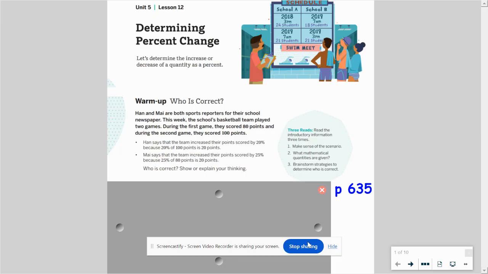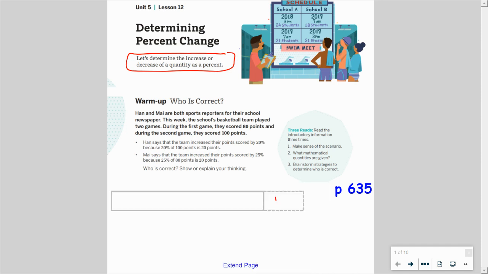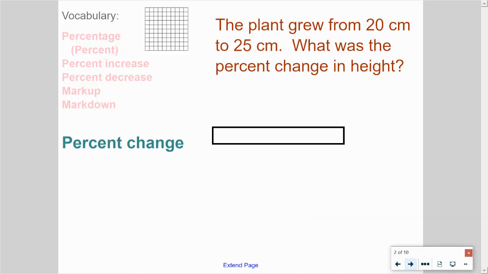Mr. Callan here to help you with Unit 5, Lesson 12, Determining Percent of Change. This is building off of the lesson directly before spring break. Goal is to determine the increase or decrease of a quantity as a percent. Many of us chose to draw, but our goal ultimately today is to find out what percent of change happens.